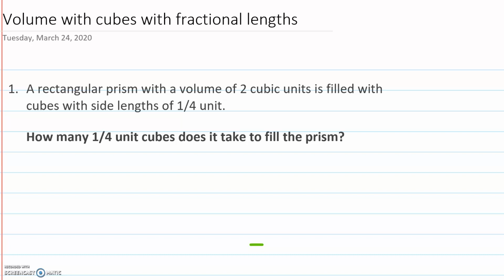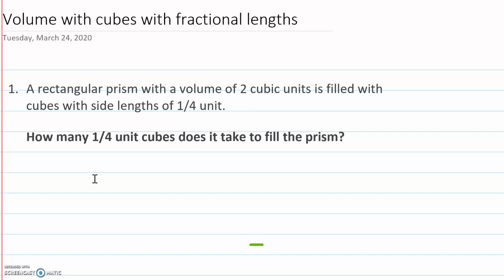Hello class. Today I'll be going over a lesson that was in Khan Academy on figuring out how many cubes you can fit into a rectangular prism of a certain volume. And these cubes all have fractional lengths. So for the first problem, a rectangular prism with a volume of 2 cubic units is filled with cubes with side lengths of 1/4 of a unit. And it's asking how many 1/4 unit cubes does it take to fill the prism.